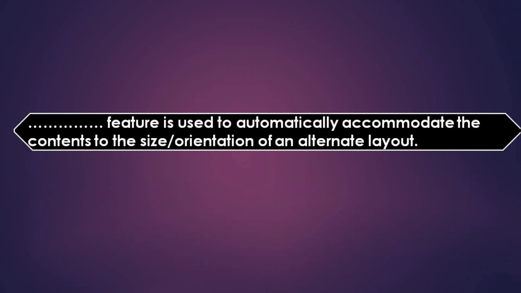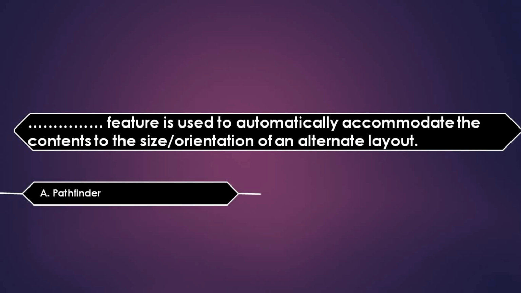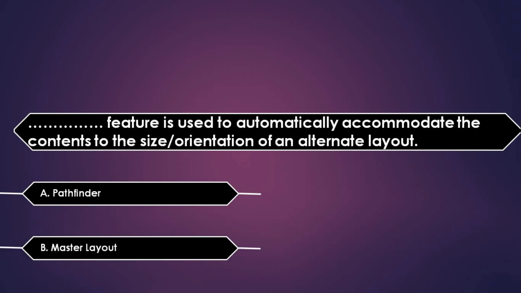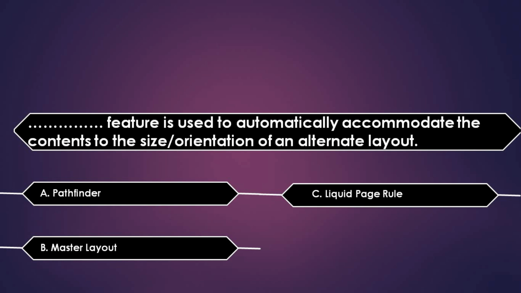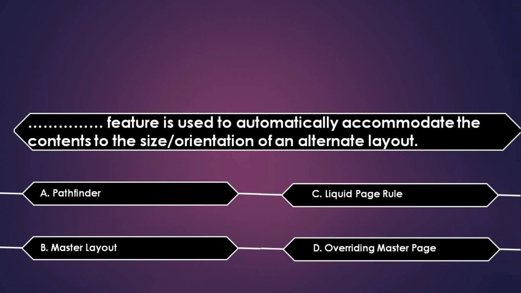Dash feature is used to automatically accommodate the contents to the size or orientation of an alternate layout. A. Pathfinder, B. Master layout, C. Liquid page rule, D. Overriding master page. The right answer is liquid page rule. Liquid page rule is used to automatically accommodate the content to the orientation of an alternate layout.